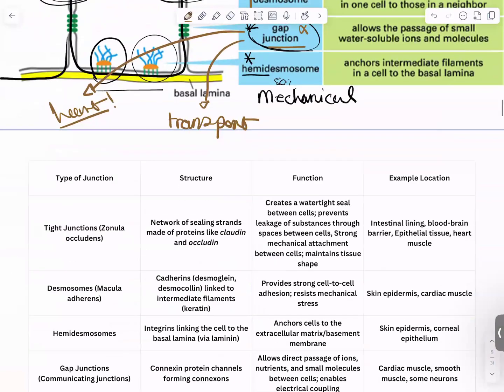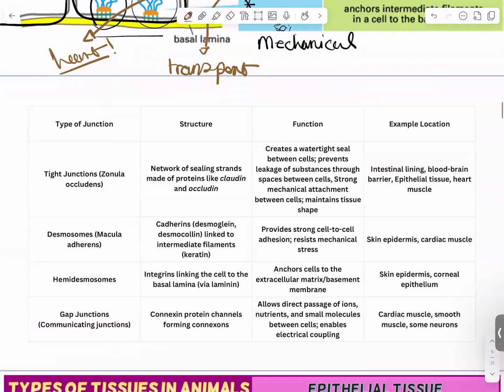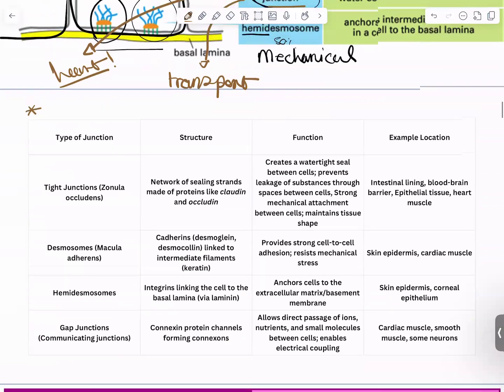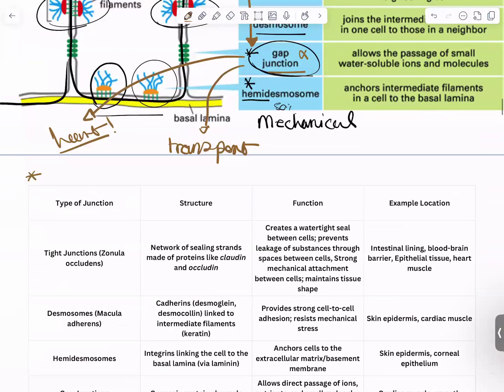And there's a table here. I made a table. Later you can read about it, but it's about all the things that I mentioned. Later we will discuss junctions with details. At this moment, I don't want you to know.